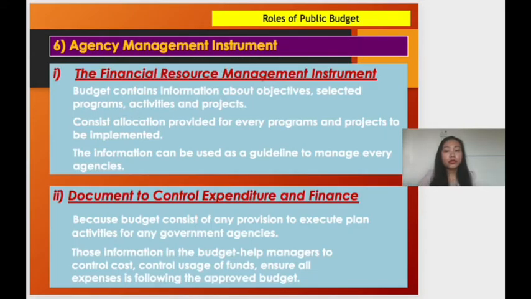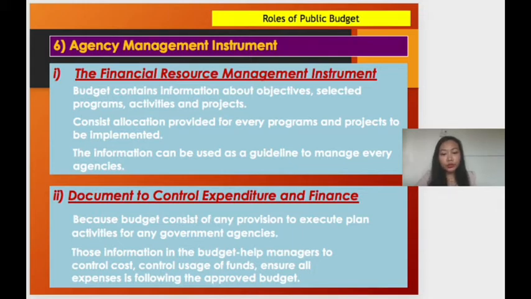The sixth role of public budget is also as an agency management instrument. So what are the points under this role? The first one is the financial resource management instrument. Budget contains information about objectives, selected programs, activities, and projects. It consists of the allocation provided for every program and project to be implemented. The information can be used as a guideline to manage every agency.